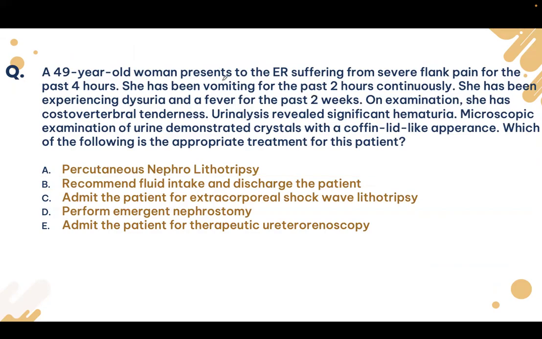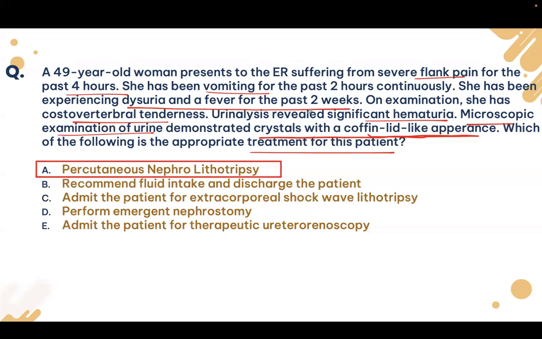A 49-year-old woman presents to the ER suffering from severe flank pain and vomiting for the past 4 hours. She has been experiencing dysuria and fever for the past 2 weeks. On examination, she has costovertebral tenderness, and urinalysis shows significant hematuria. Microscopic examination of the urine shows crystals with a coffin lid-like appearance. Which of the following is the appropriate treatment for this patient? Pause the video and try to answer. The answer would be A, percutaneous nephrolithotripsy.